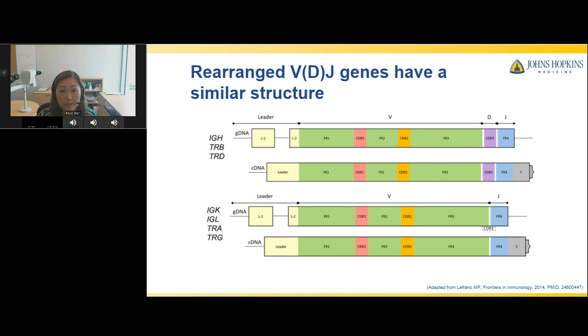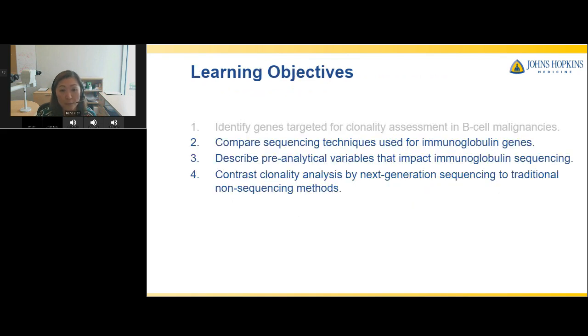So the CDR sequences are usually favored for somatic hypermutation and are very different from one B cell to another, whereas the framework regions are not only not favored for somatic hypermutation, but are relatively conserved. And so this is actually a perfect segue into the next portion of our talk, which is comparing sequencing techniques.